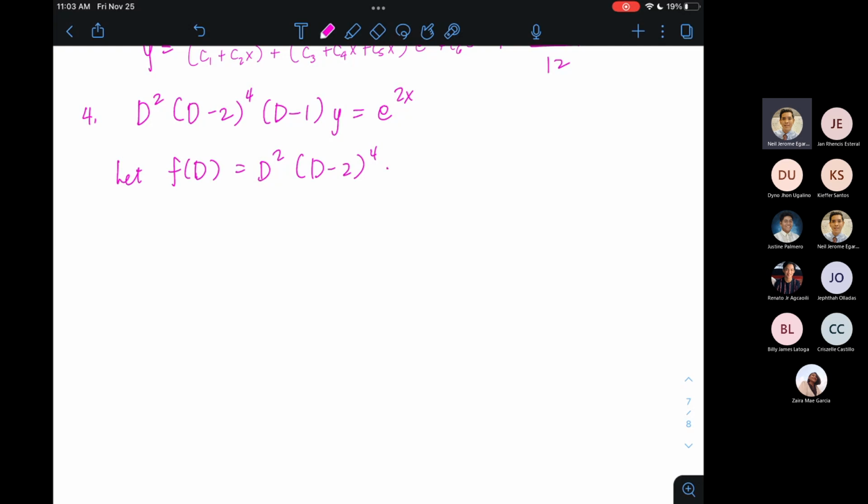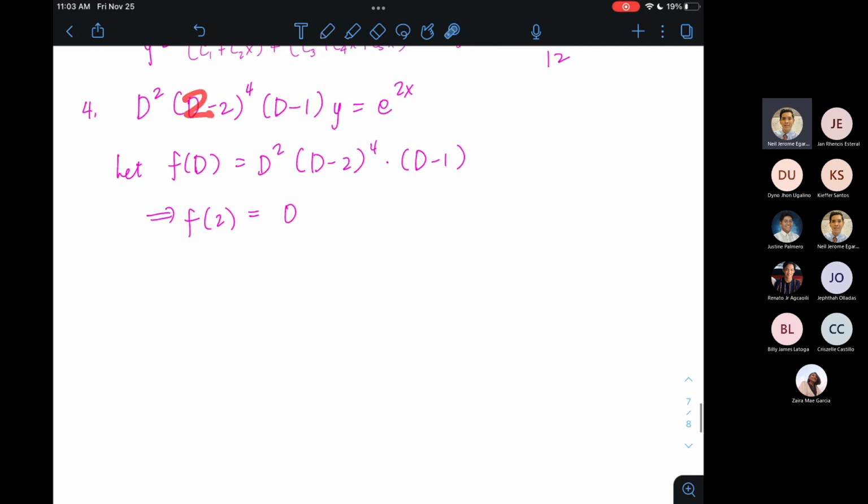Example 4 natin ay siguro d squared times d minus 2 to the fourth times d minus 1 y equals e to the 2x. Okay, so in this particular case, we'll get k equals 2. Siya yung exponent ni e. So let's try. So we will let f of d be equal to d squared times d minus 2 to the fourth times d minus 1. And this will imply that f of k, which is f of 2, will be equal to 0 for sure, because you have a d minus 2 here. You plug in d equals 2, you get 0 as a factor, so everything goes to 0. And moreover, 2 is a root of multiplicity 4. Kasi apat na beses naging factor si d minus 2.